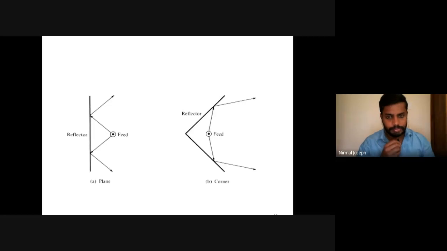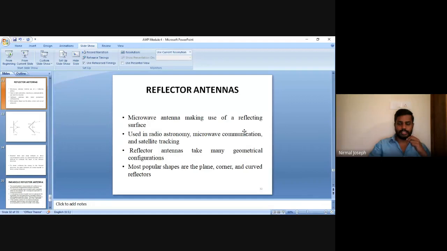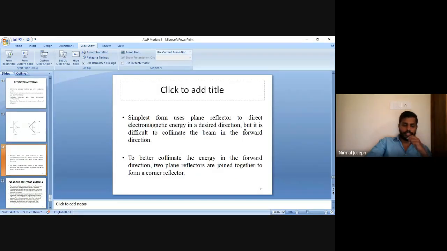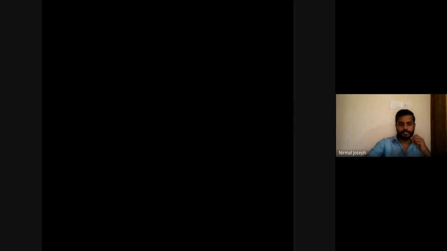Then the next thing we are going to see is the parabolic reflector antenna, which we will see in the next class. All of you have seen parabolic reflector antennas. I think in somebody's home nowadays it will be there. It is a very common antenna. Anyway, we will discuss that tomorrow. I think by tomorrow we can wind up the review of the fourth module.